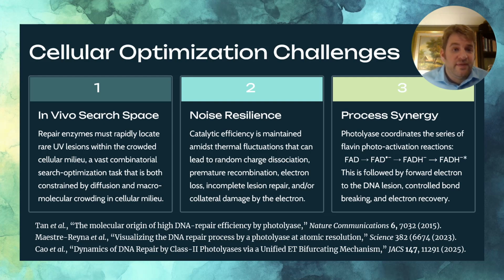So, let's recap. There are a number of optimization challenges that need to be met in the cell for a DNA repair enzyme like photolyase. First of all, repair enzymes must rapidly locate rare UV lesions within the crowded cellular milieu, and a vast combinatory search optimization task needs to be completed, which is both constrained by the limits of diffusion and macromolecular crowding. So really, at this point, the question is whether these classical searches are additionally enhanced by quantum mechanical effects.